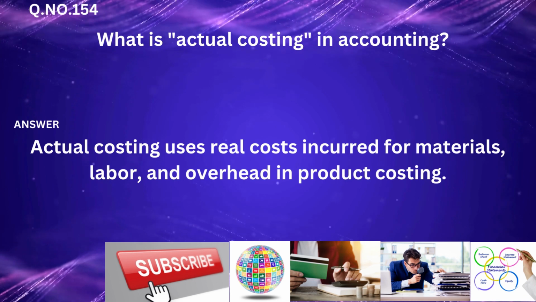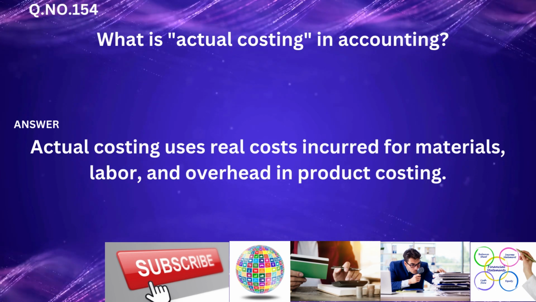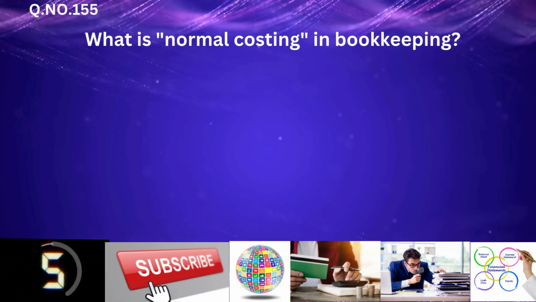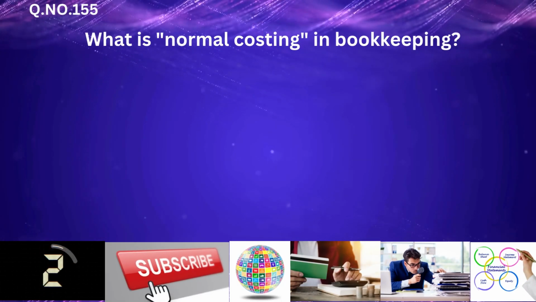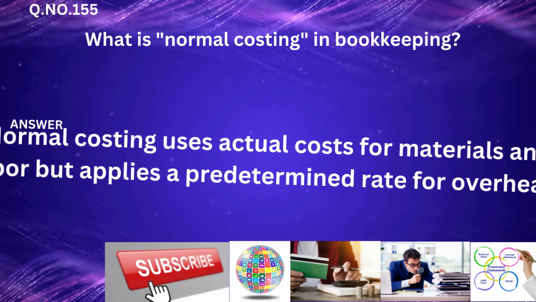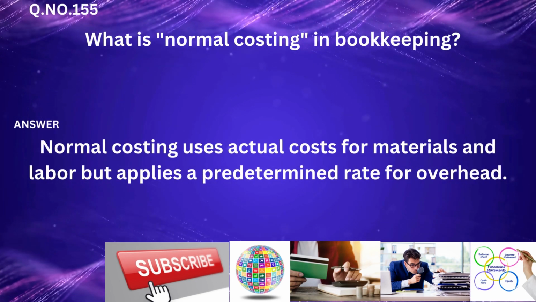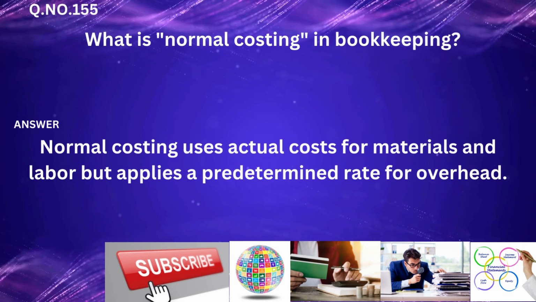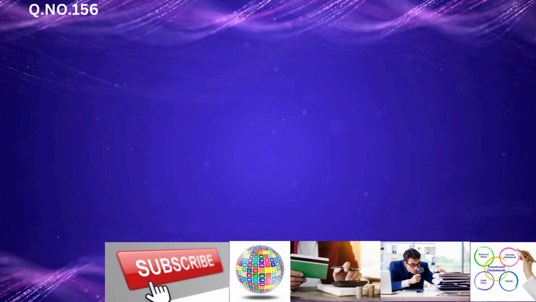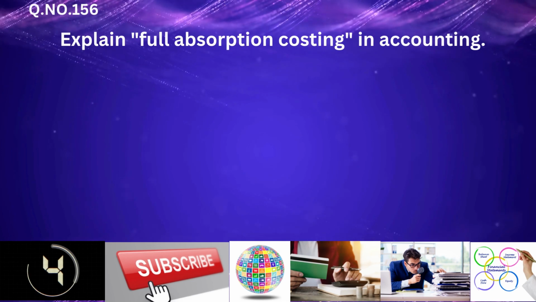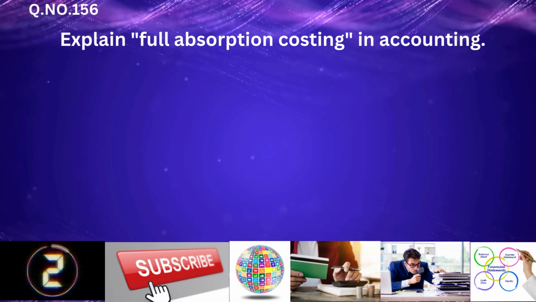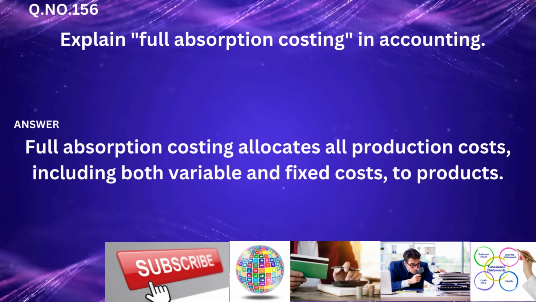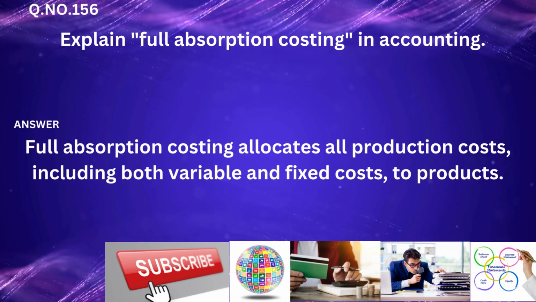Question 160. Explain strategy cost management in bookkeeping. Answer: strategy cost management focuses on using cost information to make informed business decisions and create a competitive advantage. Question 161. What is cost control chart in accounting? Answer: a cost control chart is a graphical representation of cost data over time, used to monitor and control costs.